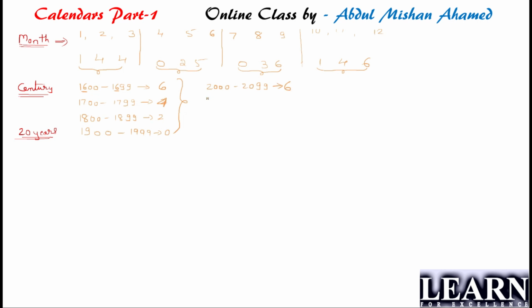Again, it will repeat. So I can say 2100 to 2199. Again, it starts with 4. 2200 to 2299, we'll have again 2, and 2300 to 2399, we have it as 0. Understand the pattern, guys. Any century leap year, 2000 is a century leap year, right? 2000 to 2099 will have 6.